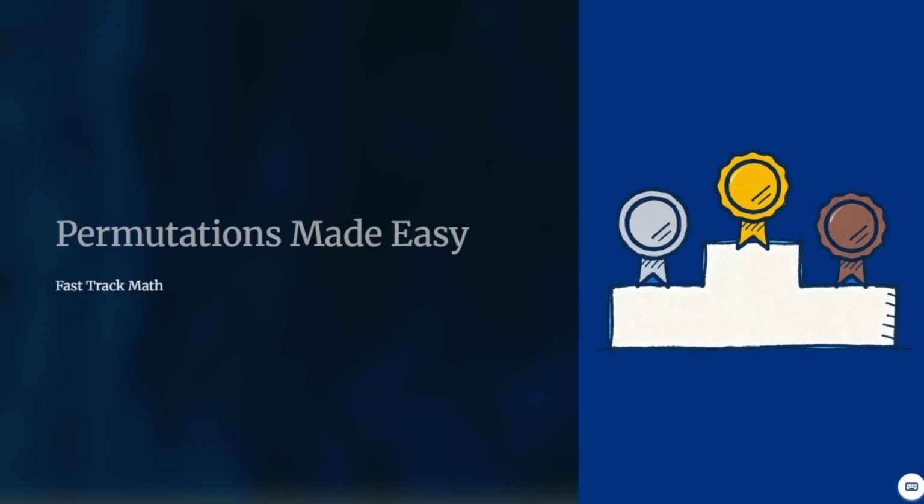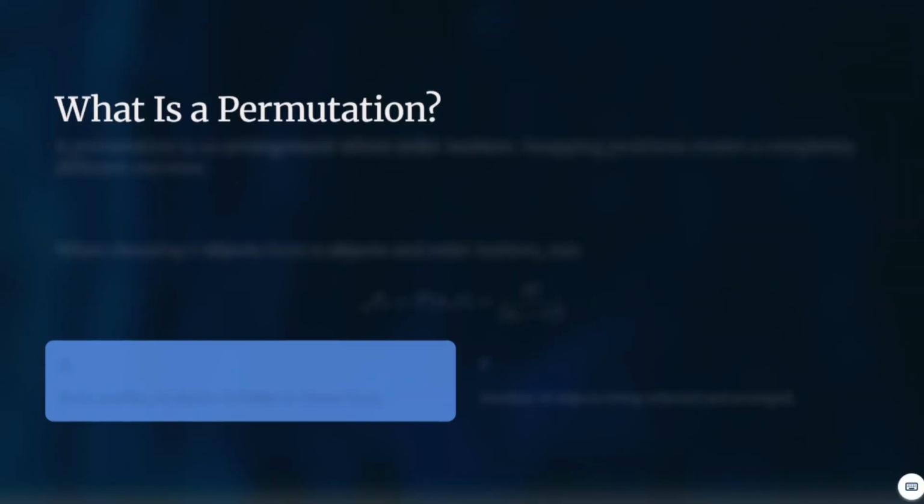Suppose 3 students win gold, silver, and bronze medals. If Alice gets gold and Bob gets silver, is that the same outcome as Bob getting gold and Alice getting silver? Of course not. The order matters, and whenever order matters, we're dealing with permutations. Let's learn how to count them fast.